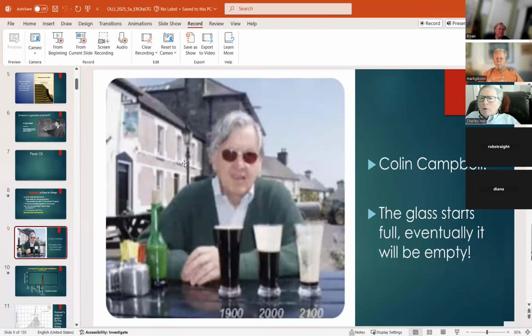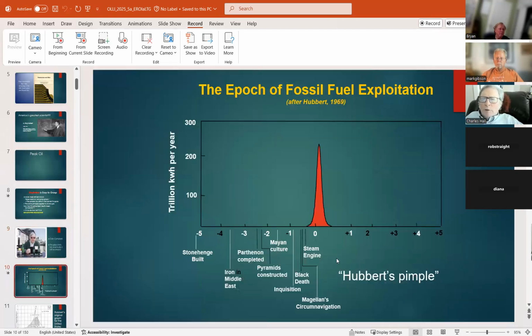And this really got me thinking. I'm thinking, well, this is going to happen mostly during my lifetime, if I live to be an old man, which I have. And so he also came up with this concept of Hubbert's principle. This is the epoch of fossil fuel. That means coal, oil, and gas in the sense of human history.